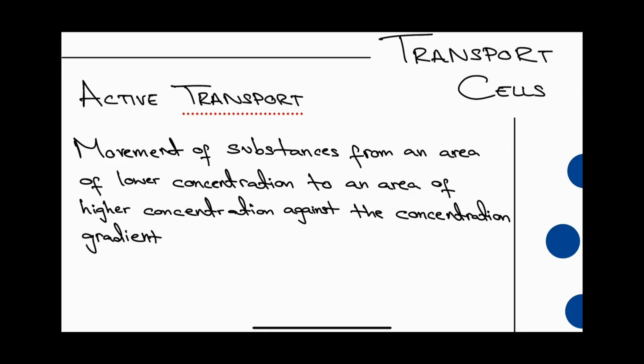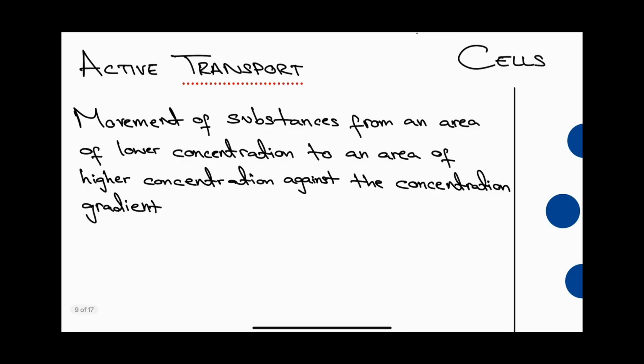Active transport is quite different because it's the movement of substances from an area of lower concentration to an area of higher concentration against the concentration gradient. And another major difference between active transport and the other processes is the fact that it requires energy. And that is because you're going against the concentration gradient.